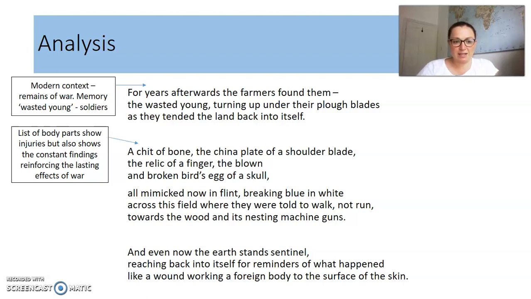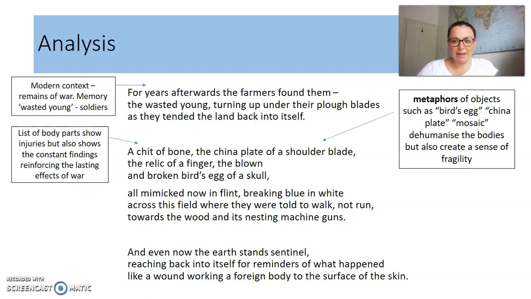So in this stanza, we've got lists of body parts to show the injuries of the soldiers, but it also shows the constant findings that these farmers are just coming across so many different pieces of bone and body part, and it reinforces the lasting effects of the war. So you've got metaphors here of objects such as bird's egg to refer to the skull, china plate of the shoulder blade. It really brings that imagery out to us.